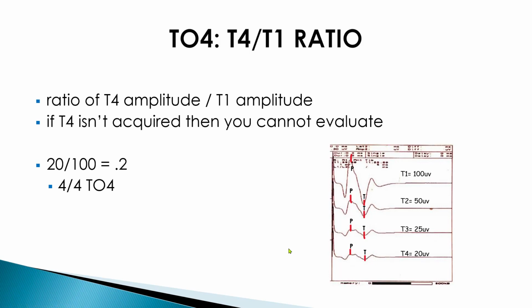One way of measuring it is measuring the ratio of T4, which is twitch number 4 right here, divided by twitch number 1. So in this instance, it'd be 20 microvolts divided by 100, and that's 0.2. Anything 0.2 or above is considered 4 out of 4, train of 4, which means the muscle relaxation has worn off enough in order to assess our motor evoked potentials or our EMG. Fade is something you're going to hear about. There is fade here, but if this number is less than 0.2, that means that there still is too much muscle relaxation on board to do our motor and EMG monitoring.